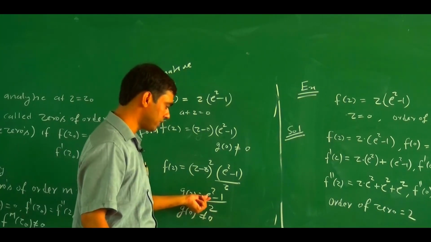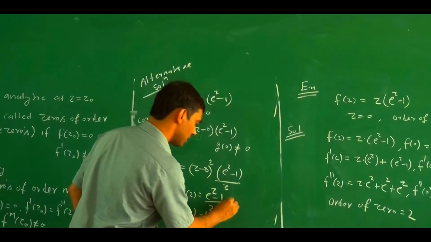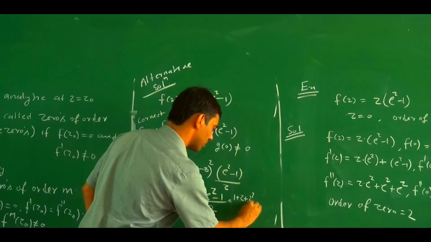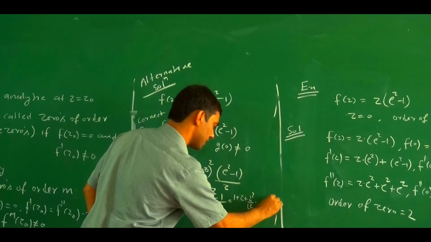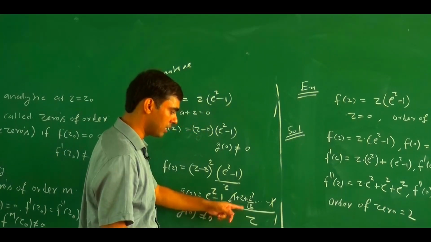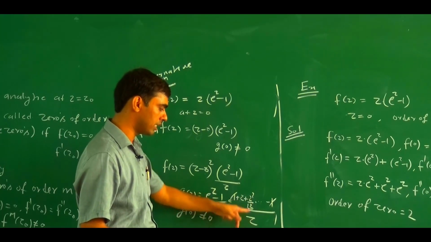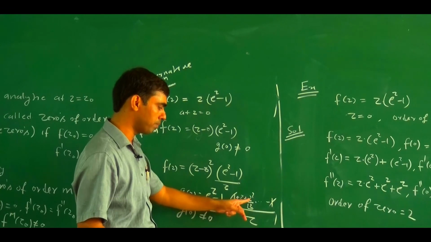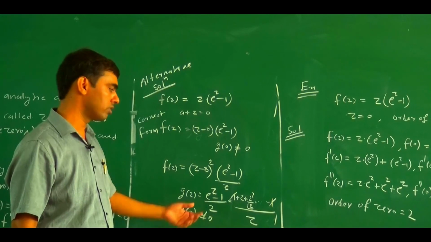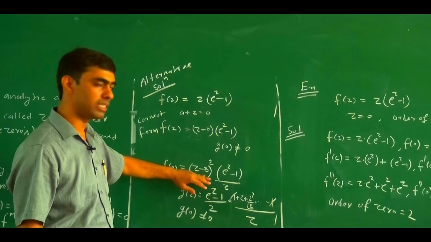Why? Because if we expand e^z minus 1, this becomes 1 plus z plus z squared by 2 factorial up to an infinite number of terms, minus 1, divided by z. The 1 and 1 cancel out, and if we take z outside, then this becomes 1 plus z upon factorial 2, up to an infinite number of terms. This means g(0) is 1, so g(z0) does not equal 0. So this one is a correct form.